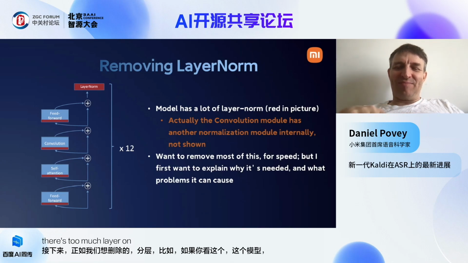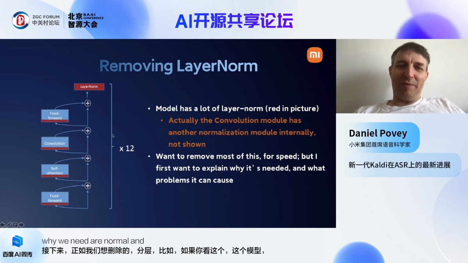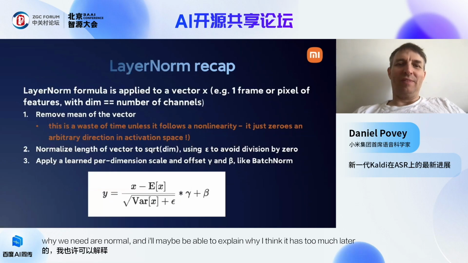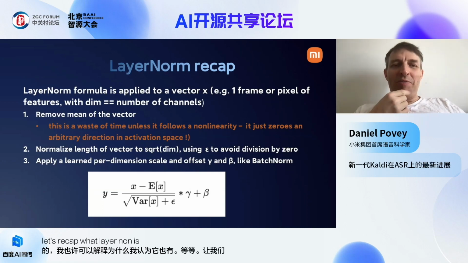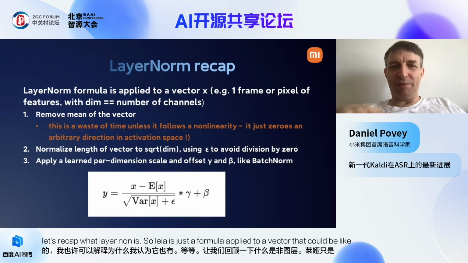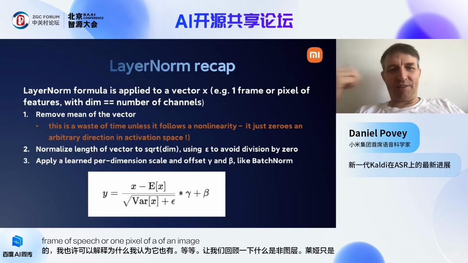So let me get into why we need LayerNorm, and I'll maybe be able to explain why I think it has too much LayerNorm. So let's recap what LayerNorm is. LayerNorm is just a formula applied to a vector that could be like one frame of speech or one pixel of an image.